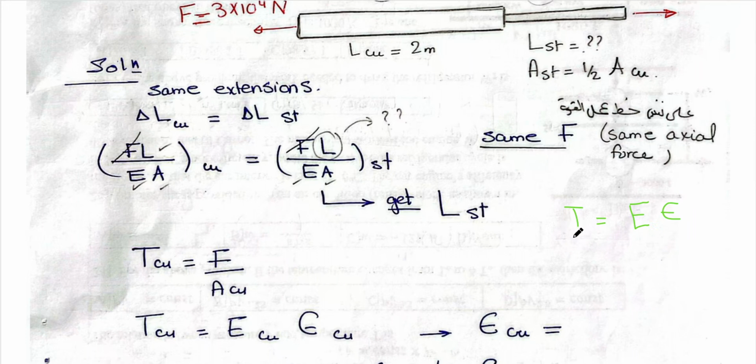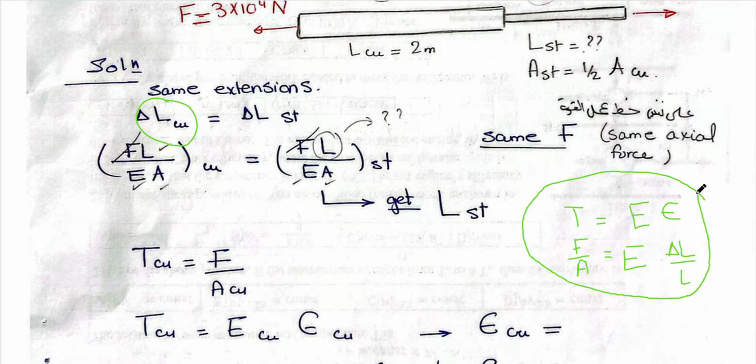But instead of the stress, I can write F divided by the perpendicular area. And instead of the strain, I can write delta L over L, which is the initial length. Now I want delta L in terms of the other quantities. So delta L equals FL divided by EA. Instead of delta L, write FL over EA. It's the same law, but in a different form.